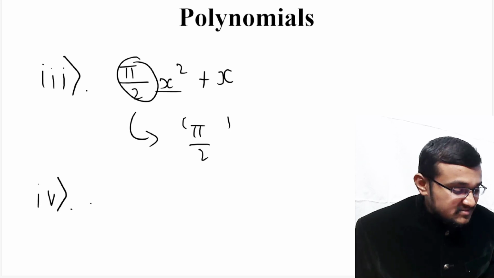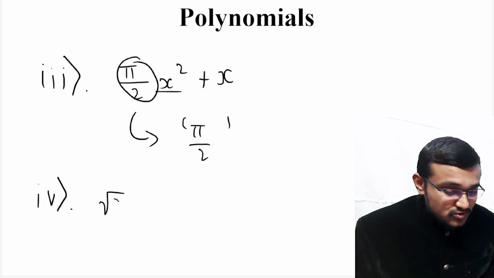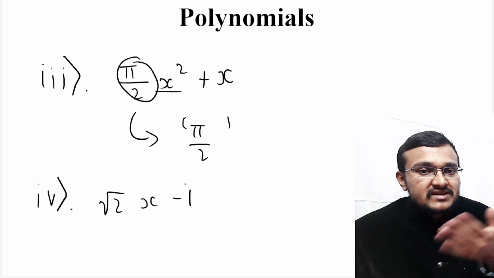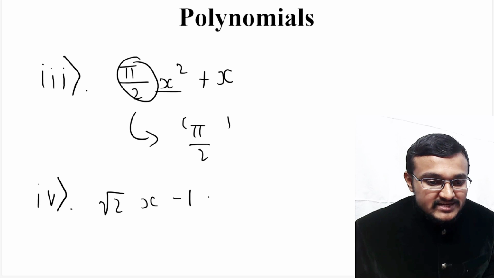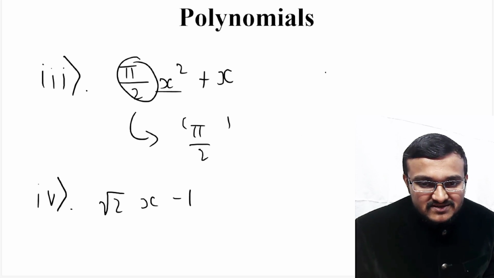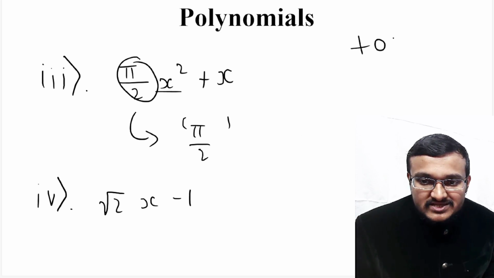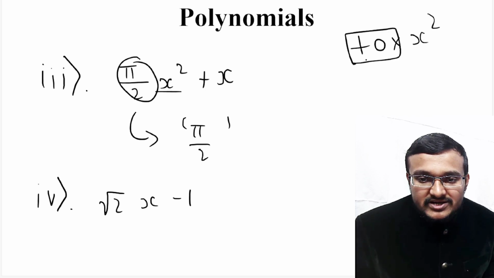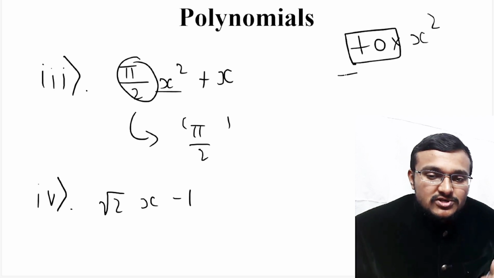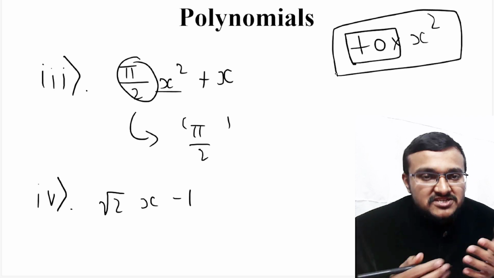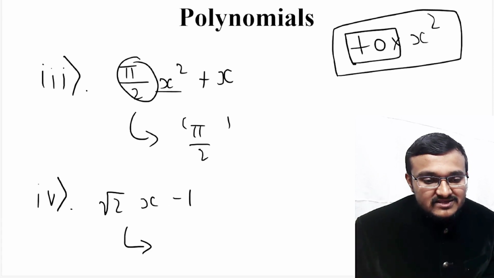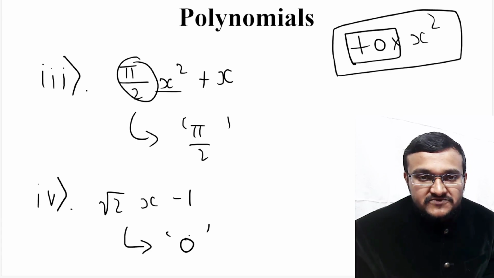Now coming to the fourth expression in this particular second question, here you have root 2 x minus 1. So here what is the coefficient of x square? Here there is no x square at all. So if there is no x square, you can just imagine that this particular x square is multiplied with 0. So that means 0 into x square is equal to 0. So that means this entire term will be vanishing in this particular polynomial. So 0 is the coefficient of x square of this fourth expression in second question.